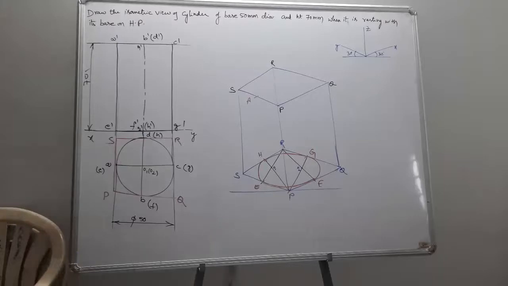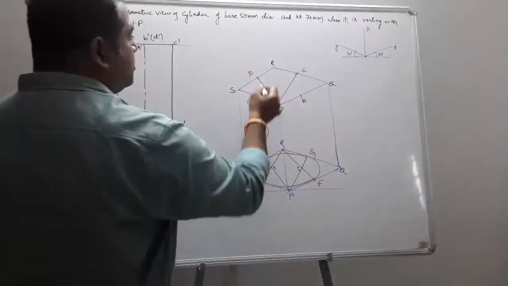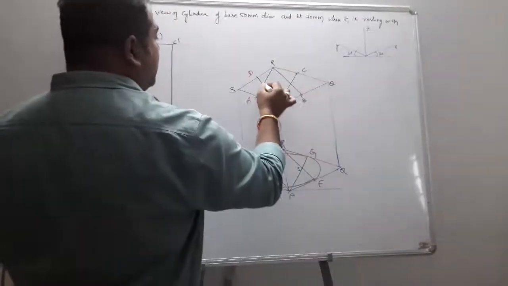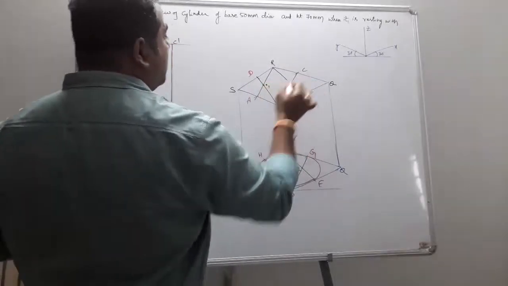Again, the procedure is going to be the same as the previous one. So what was the procedure? Join P with D, P with C. Join R with A and R with B. You obtain the centers O1, O2.